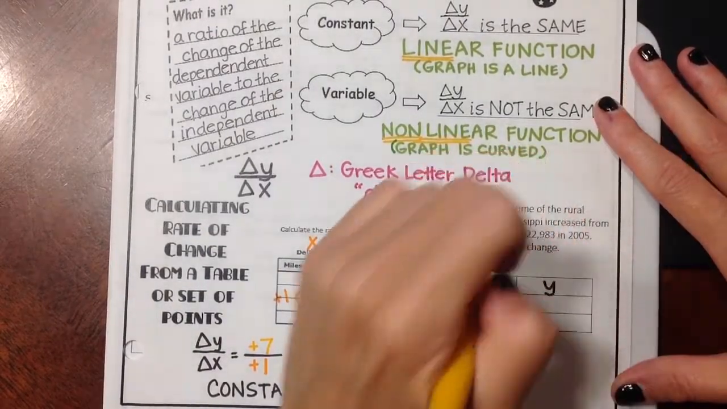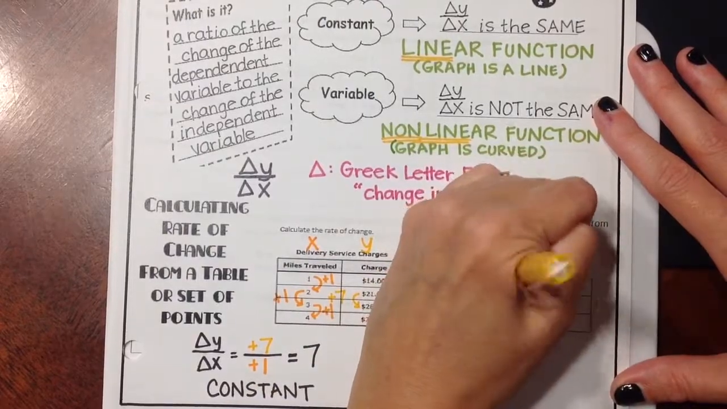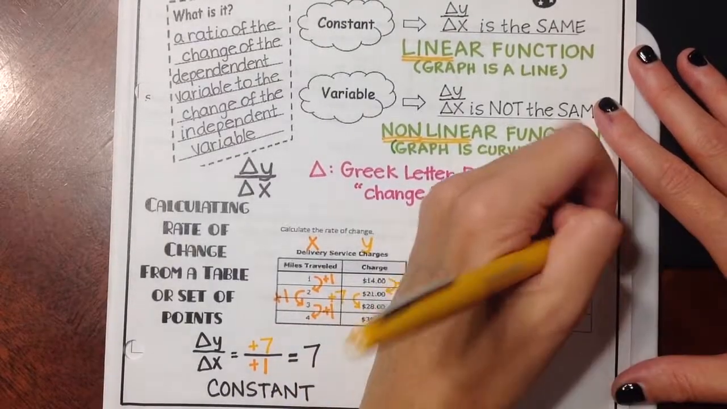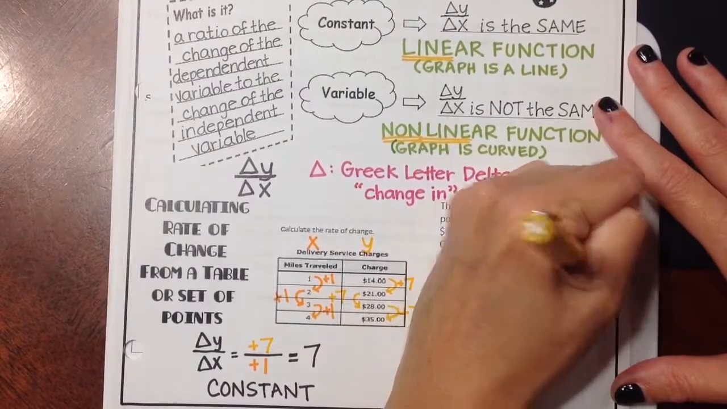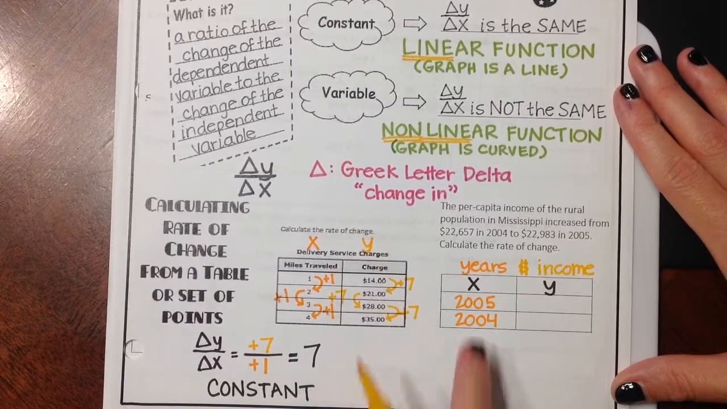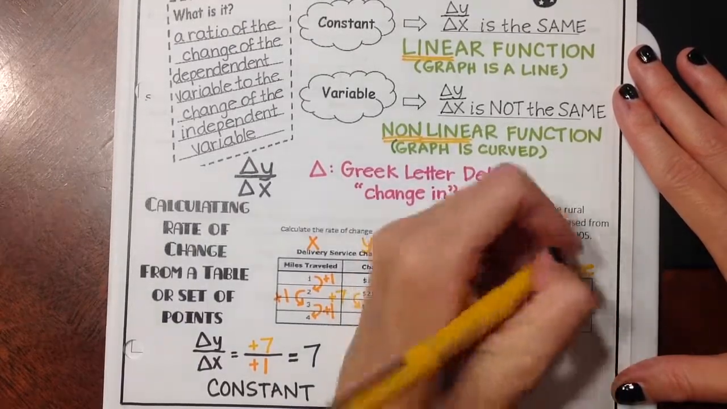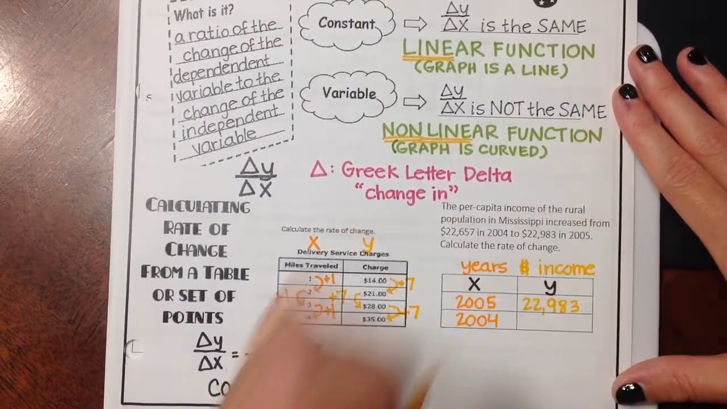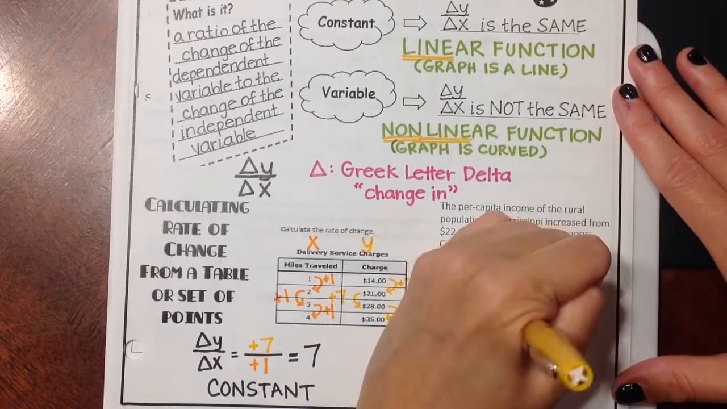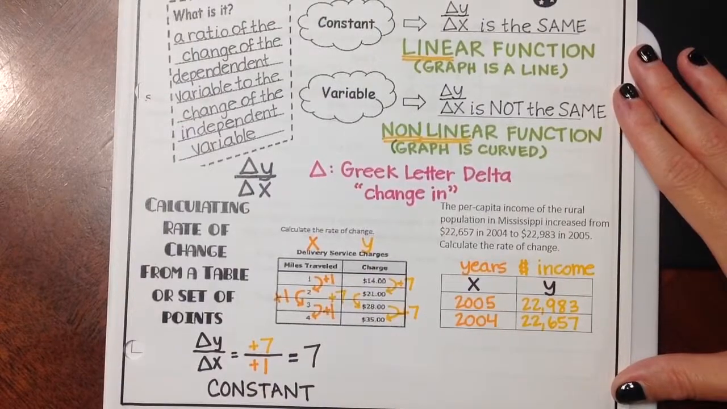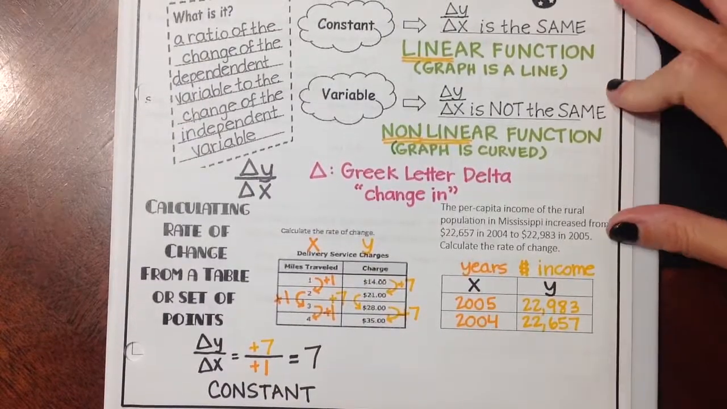And then this has to do with the money, but remember, you don't just want to say money, you want to identify what that money is actually talking about. In this example, we are talking about income. So I want to note that this money means income. It's not cost, it's not profit, it's income. And so now I'm going to match it up. In 2005, the income was $22,983. And in 2004, it was $22,657.